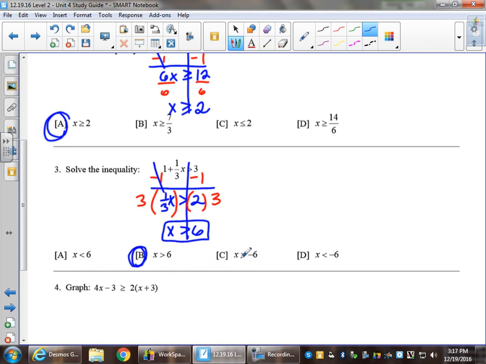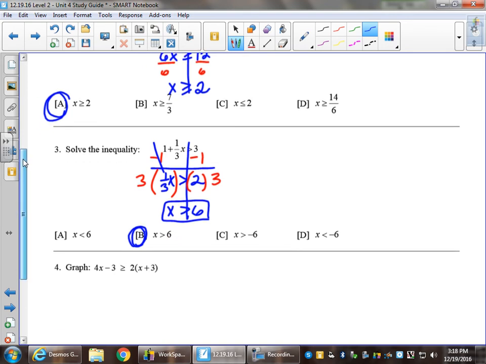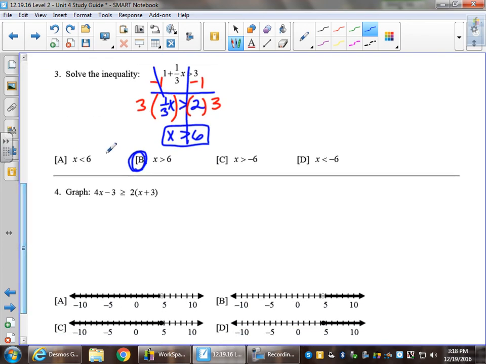Notice how close all of these are. They all have a 6 in them. These are just negative. And then the only difference between A and B is the inequality sign. Careful, careful, careful, careful. Double, triple check all of your answers. There's nothing worse than doing all of the work right and then by accident picking the wrong answer choice.